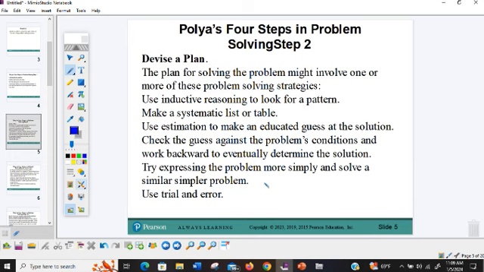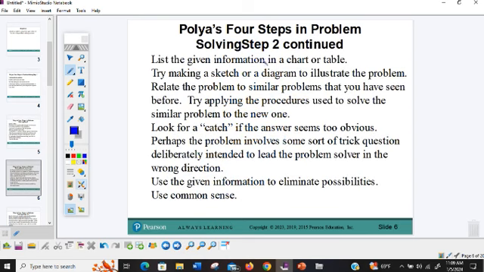You might want to express it as a simpler problem, use trial and error. You might want to make a list or a chart or a table. You usually want to draw a sketch if you can. Relate it to similar problems you've done before and try those procedures. Look for a catch. Make sure it's not too obvious, that it's not a trick question, because if it's too obvious, sometimes it is. Use the given information to eliminate possibilities and use common sense.